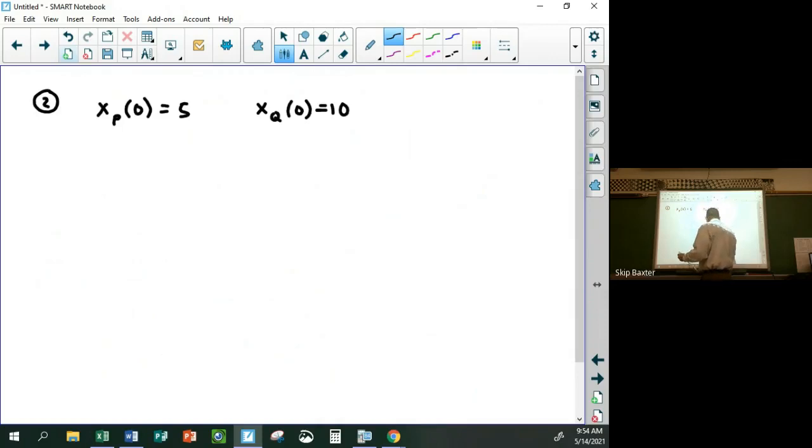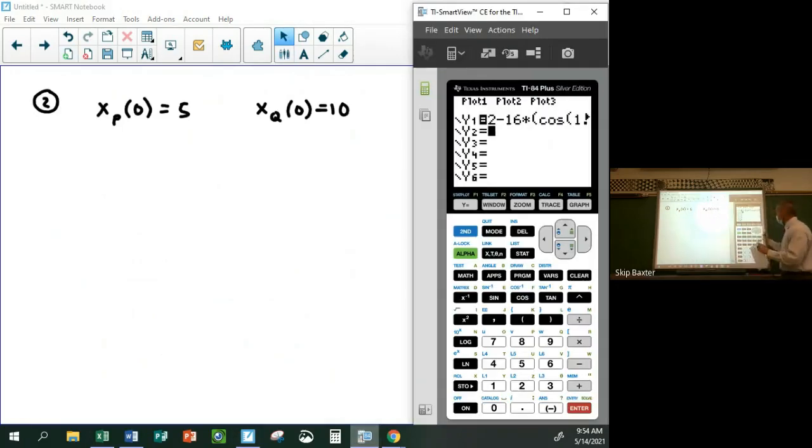And then I'm going to type these into my calculator before I even read anything else, to make sure everything's good to go. So v of P of t is sine of t raised to the 1.5 power.